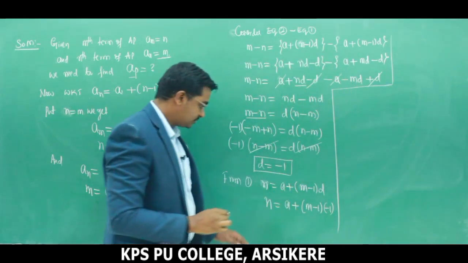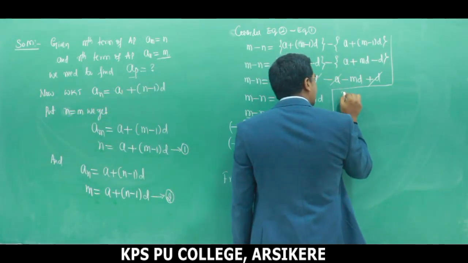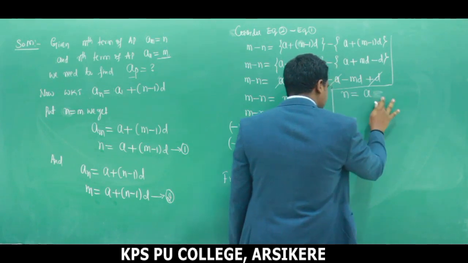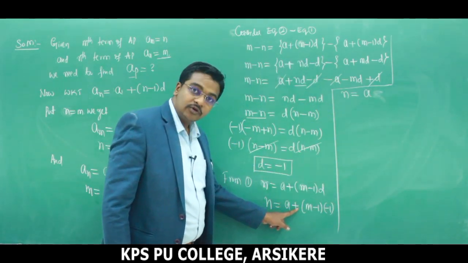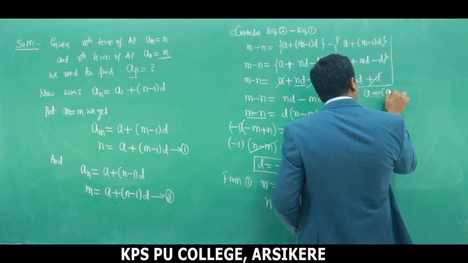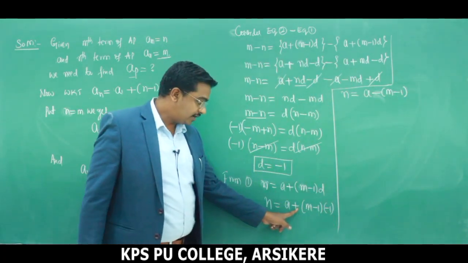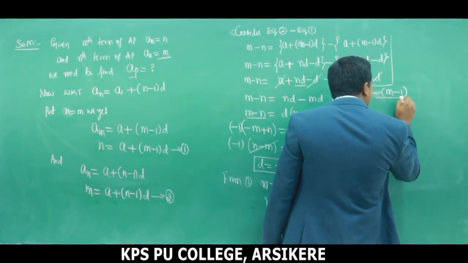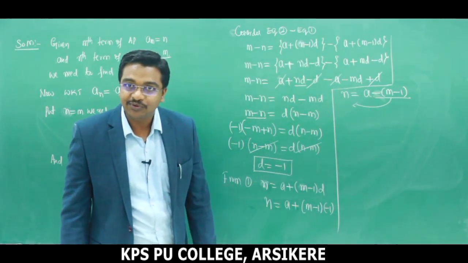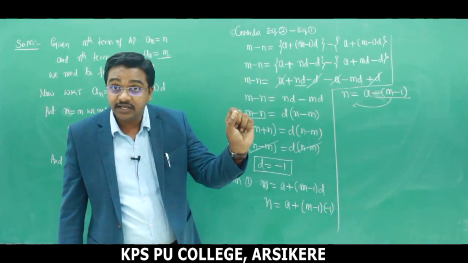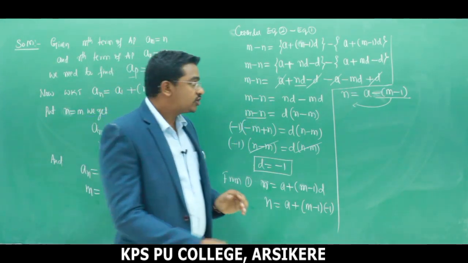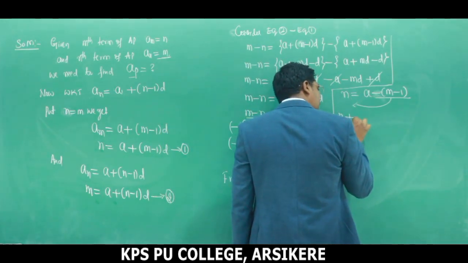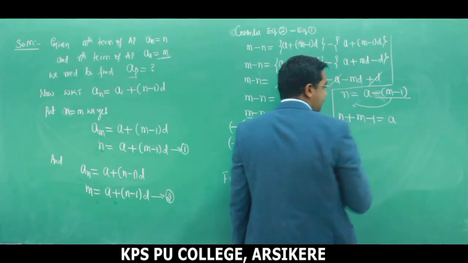The left hand side we write as it is. n is equal to a plus minus 1, so take this as minus. So a minus m minus 1, a minus m minus 1, because plus into minus becomes minus. So now take the entire term to the left hand side. We have minus of m minus 1, so take that complete as a single term and take this term to the left hand side. So that becomes n plus m minus 1 is equal to a.